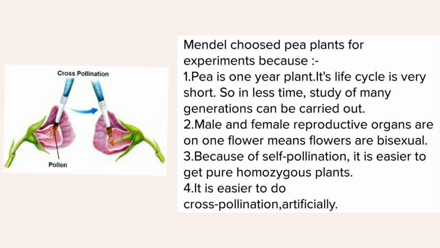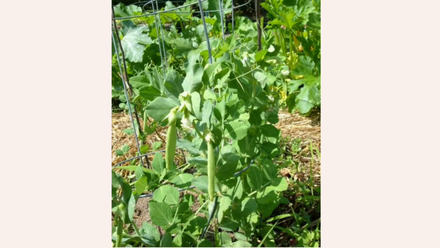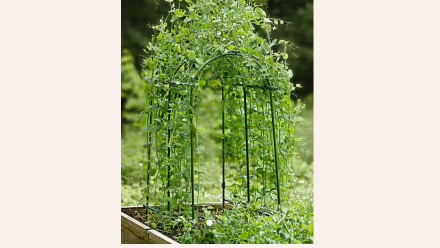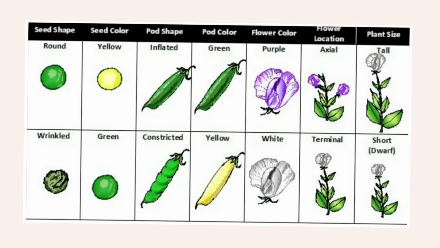Pea plants are easy to cross-pollinate because pollen from one plant can be introduced to the stigma of another plant after removing the anthers. Pea plant produces a large number of seeds in one generation. Pea plants can be easily raised, maintained, and handled. A number of easily detectable contrasting characters were available.